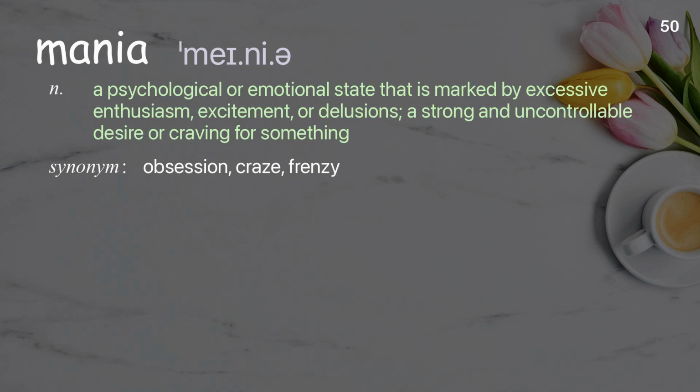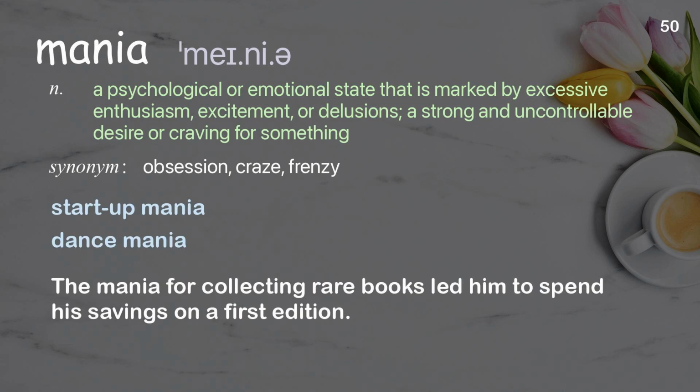Mania. A psychological or emotional state that is marked by excessive enthusiasm, excitement, or delusions, a strong and uncontrollable desire or craving for something. Examples: Startup mania. Dance mania. The mania for collecting rare books led him to spend his savings on a first edition.